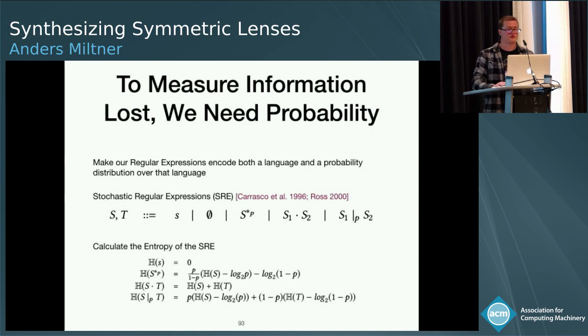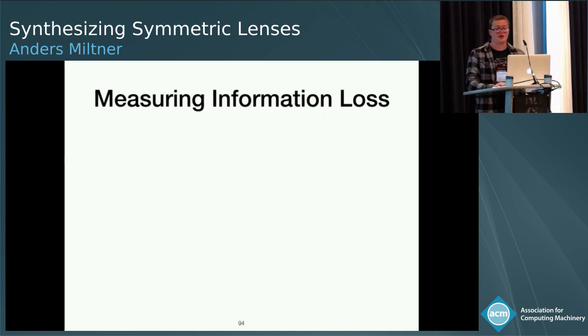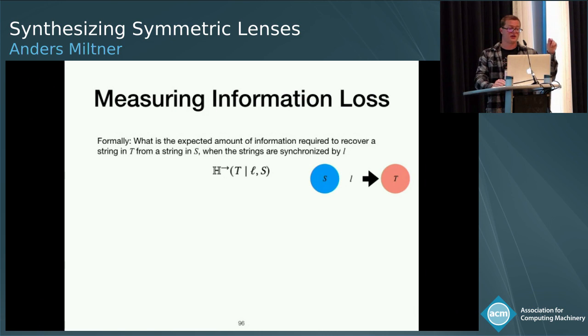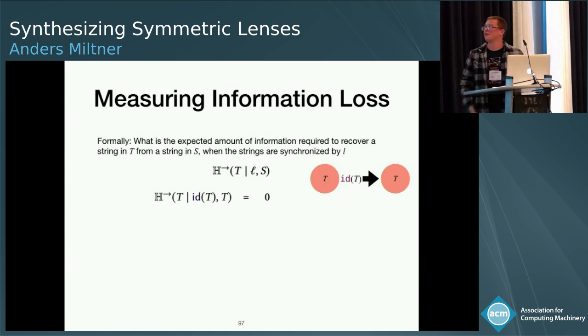Okay, so now we have a way of measuring entropy. With that, we can actually measure how much information is lost using a certain lens. So formally, what is the amount of information that is required to recover a string in T from another string in S when the strings are synchronized by L? So basically, if I'm given a string in S and I know they're synchronized by the lens L, what's the string that I have in T that is synchronized? So if I have the identity lens, no information is lost, because I know exactly, given this string in S, I will have that exact same string on the other side.